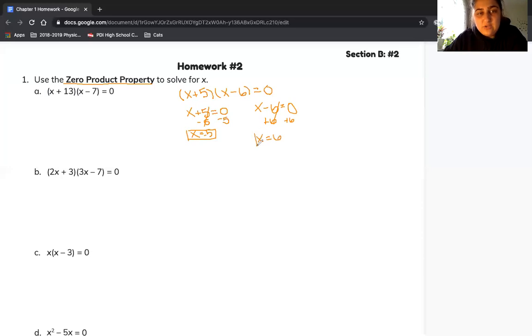So these are two solutions to the zero product property, right? So we're using that just to basically see, okay, well, what would make this equal to 0, right? And so if I plug in a negative 5, negative 5 plus 5 is just 0, and 0 times anything gives me a 0. If I plug in 6, 6 minus 6 is 0. 0 times anything just gives me a 0. So I know that these two work.